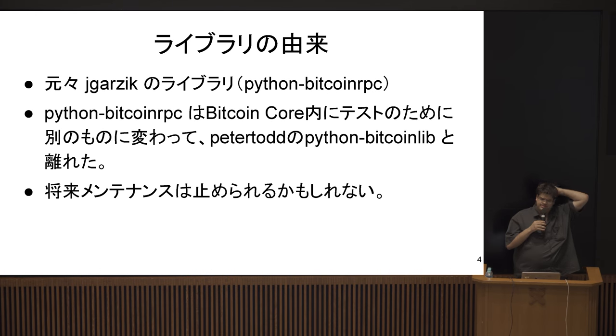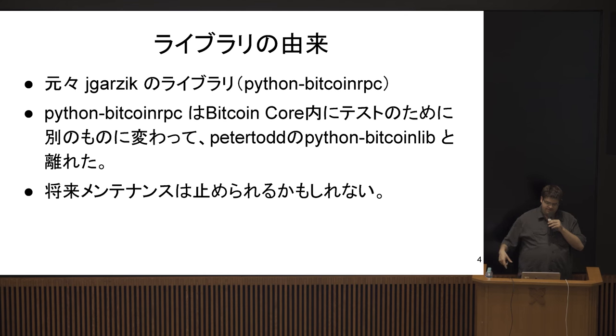I believe originally this was started by Jeff Garzik as Python Bitcoin RPC, and then it evolved over the years, passing from maintainer to maintainer, or fork to fork rather. And there's also a few other forks flying around called Python Bitcoin RPC. One, I believe, made it into the Bitcoin Core repository for testing of Bitcoin Core. There's a lot of Python scripts there. But anyway, that's a separate branch and separate evolution of the library.